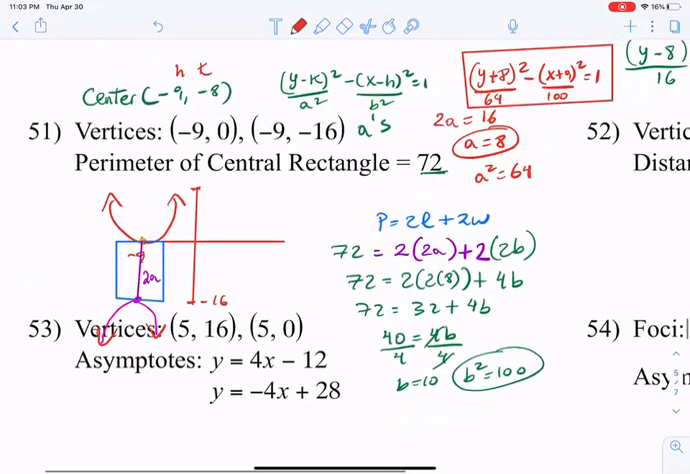Okay, so that was 51. So let's check the answer. The answer for 51. That's right. 64, the Y, yeah, that's right.